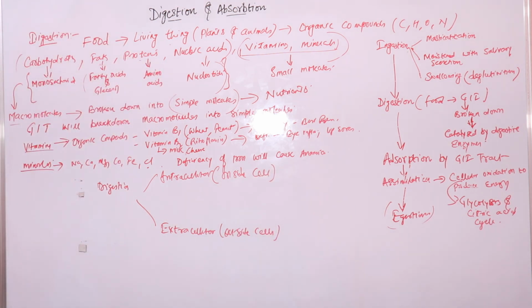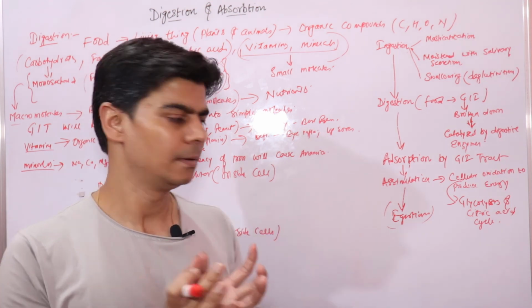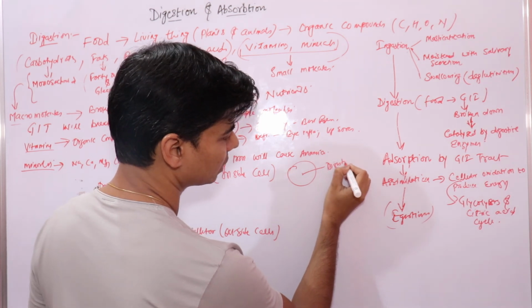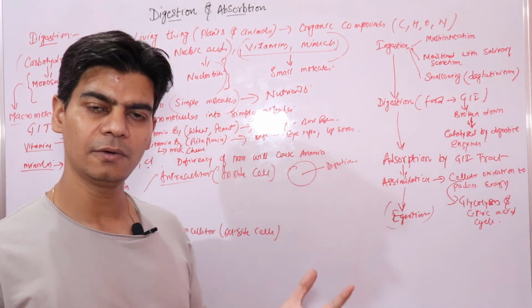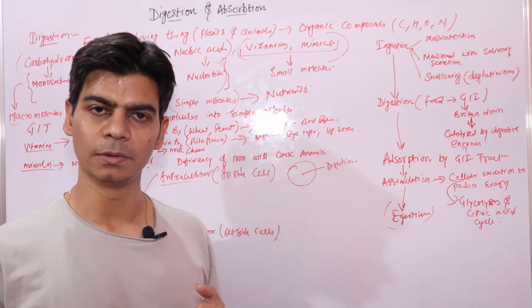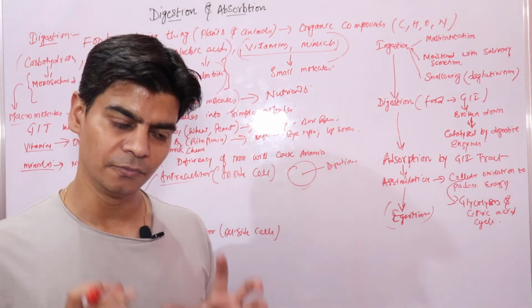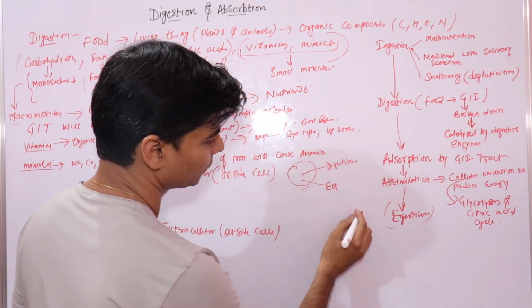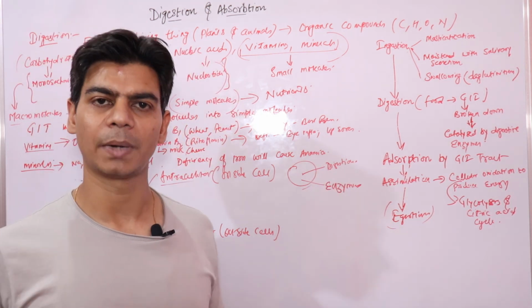Some organisms like hydra and protozoans have intracellular digestion, which means digestion will take place inside the cell. How does it occur? Some organisms like protozoans and hydra will engulf food by the process of endocytosis into the cell, where inside the cell you have enzymes that will help digest the food particles.